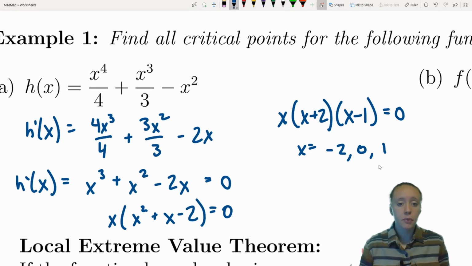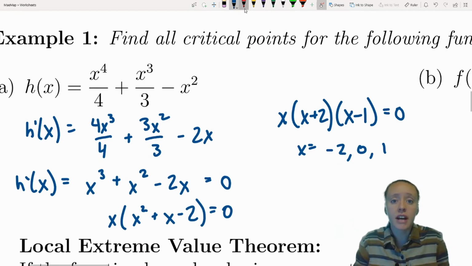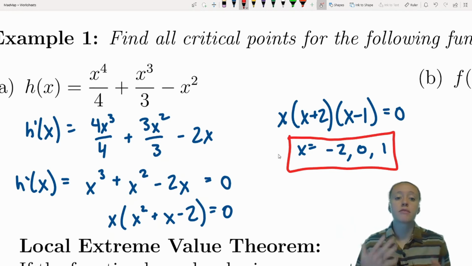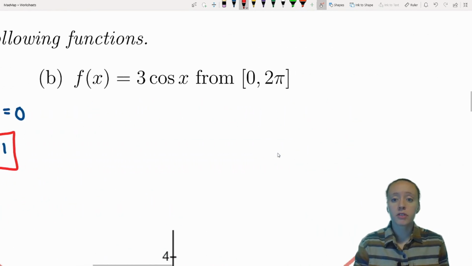And at those different points, we're either going to have a relative minimum or a relative maximum. And I'll go ahead and just find those x values. Feel free to take these x values and plug them into our original function to get the full x, y coordinate point. However, I'm just going to write those x values for the sake of time. Now, let's move on to b.